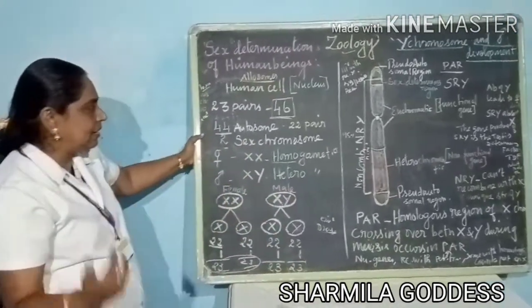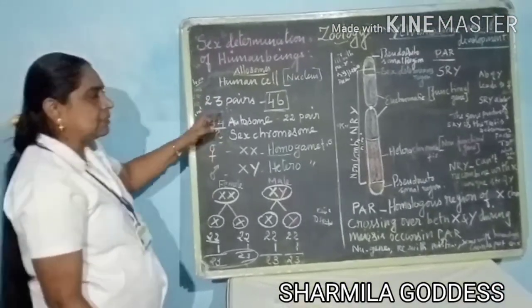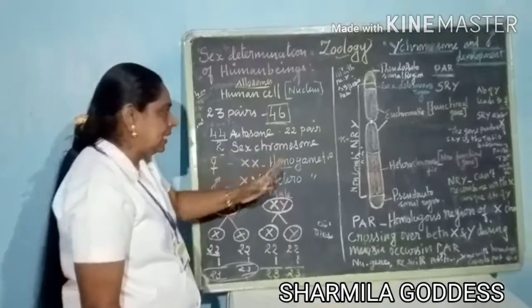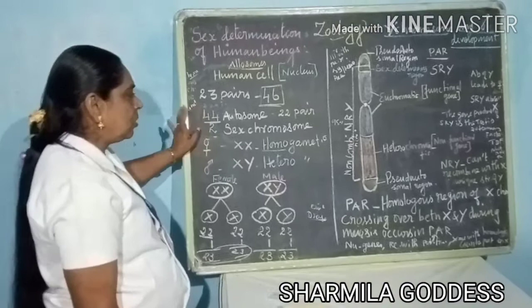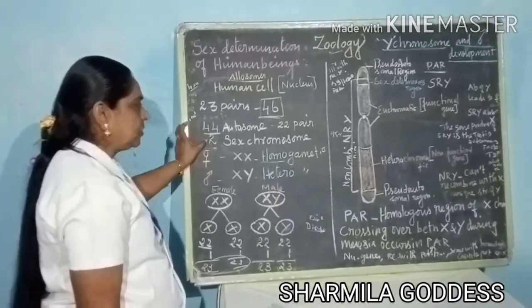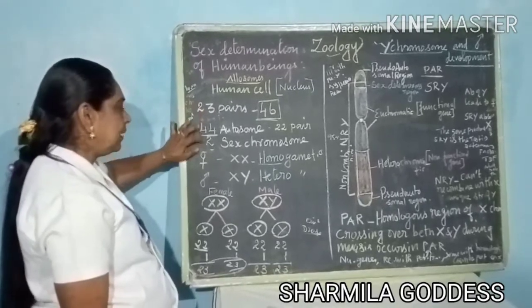It is very easy to understand. In the nucleus, 23 pairs of chromosomes are present in human beings. That is 46. Out of 46, 44 chromosomes are autosomes and 2 are allosomes, that is, sex chromosomes. We can say otherwise, that is 22 pairs and 1 pair.